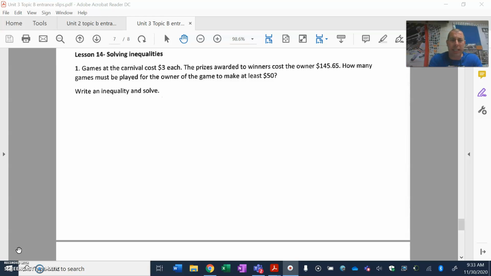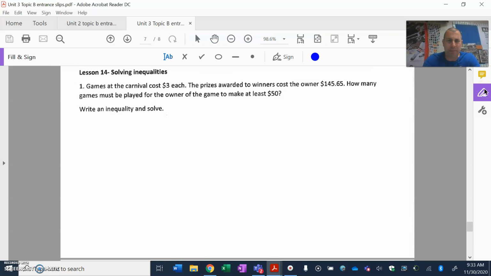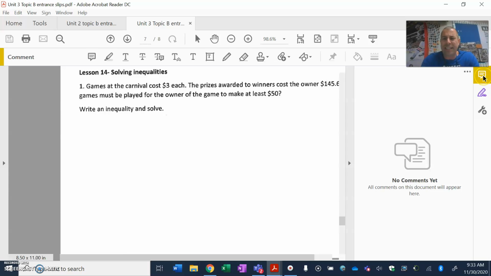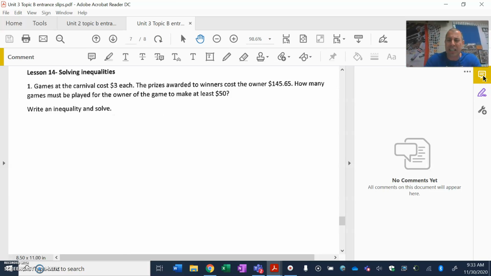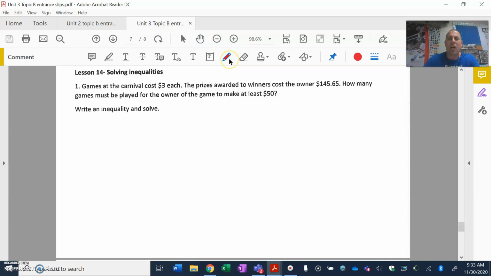First of all, I'm going to go to the end that's here. He wants to make at least $50. If it's at least 50, that's the smallest amount that we want, which means we want it to be greater than 50. Now, are we okay with 50? How many games must be played for the owner to make at least 50? That's the least. Yes, we're okay with 50, but that's the least we want it to be.